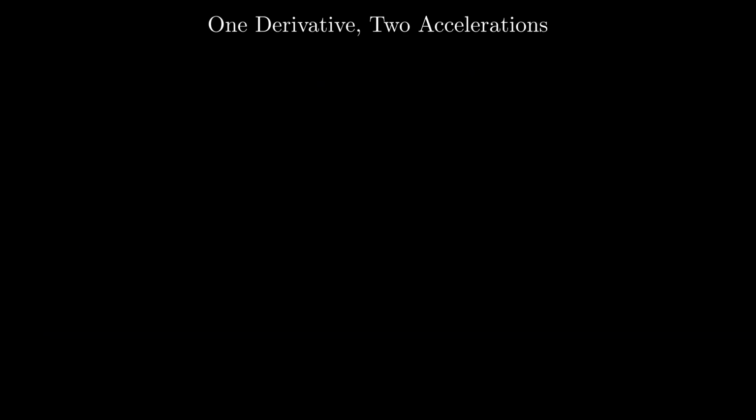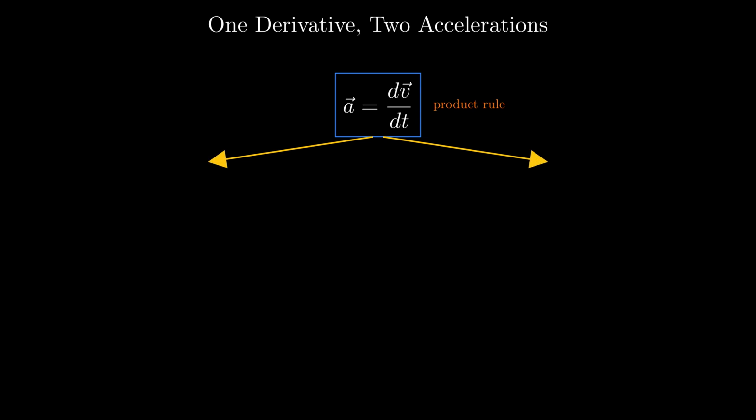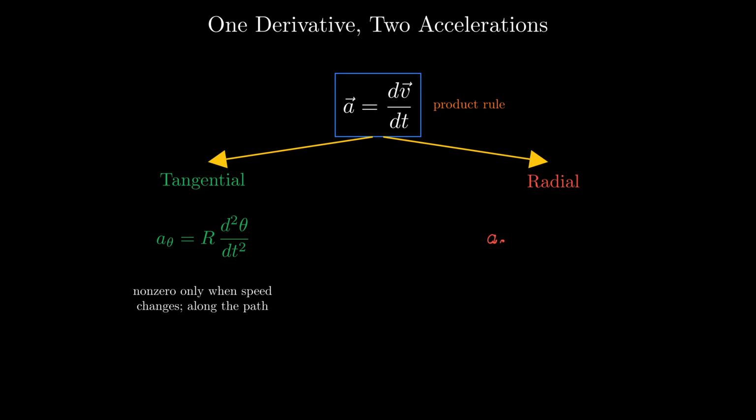Step back and see what one derivative gave us. Differentiating the velocity with the product rule split the acceleration into two physically distinct pieces. The tangential component, r times the second derivative of theta, is non-zero only when the speed is changing, and it points along the path. The radial component, minus r times omega squared, is always negative, so it always points toward the center. Every curving motion carries this inward centripetal acceleration, the signature of turning, hiding inside a single time derivative of the velocity.